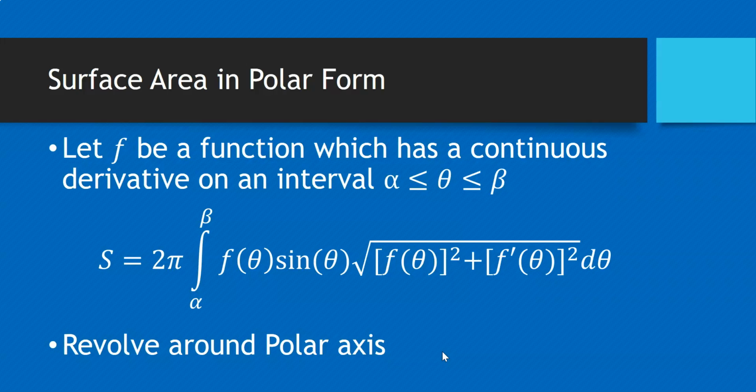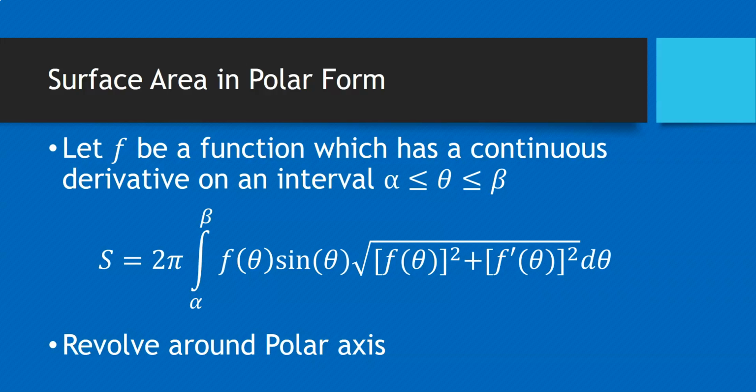All right, the last part of section 10.5 deals with surface area. So we're going to deal with surface area in polar form. This is going to be very similar to what we did going from arc length in parametric form to surface area in parametric form. It's basically the same thing.